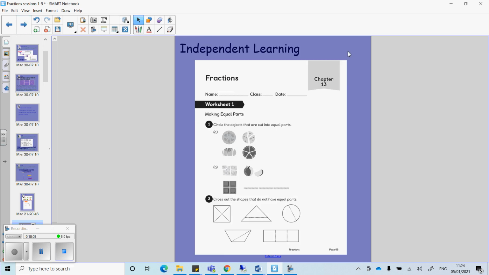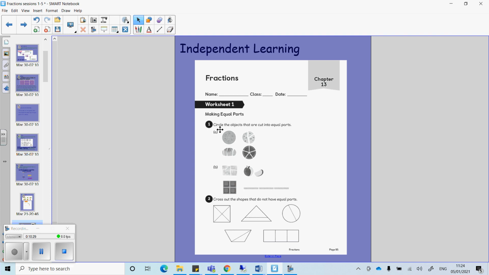When you move on to your independent learning today, your worksheets are going to be from your Maths No Problem workbook. And I've just put these pieces of work onto a Word document that you can either print out or you could have a look at on the computer.